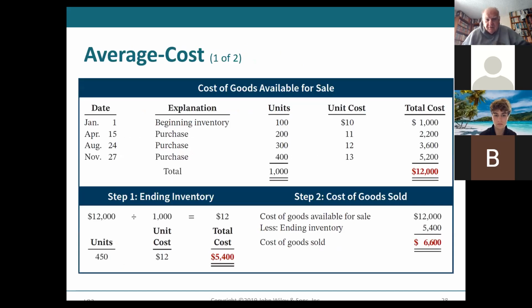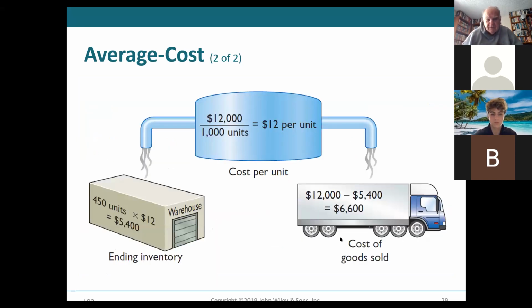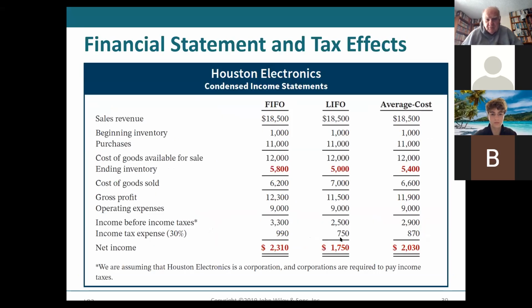Average cost is super easy. This is the easy one. All you do, guys, is take the total cost divided by the units, and that is going to give you $12 per unit. All you do then is multiply the units in the inventory by 12 and the units you sold, 550 times 12, okay? Average cost, that's the easy one.